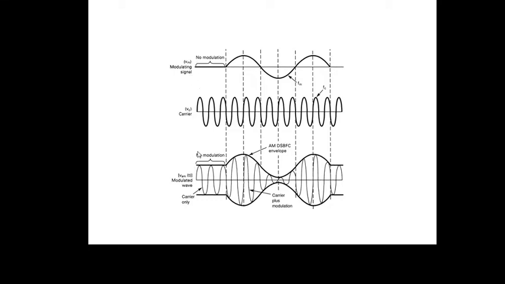After applying to the modulator, we get this type of wave; there is no modulation here, and there is an envelope detector for the double sideband full carrier wave. We can see this is the carrier wave plus the modulating signal, where the information is transmitted according to the change in amplitude of the modulating signal.